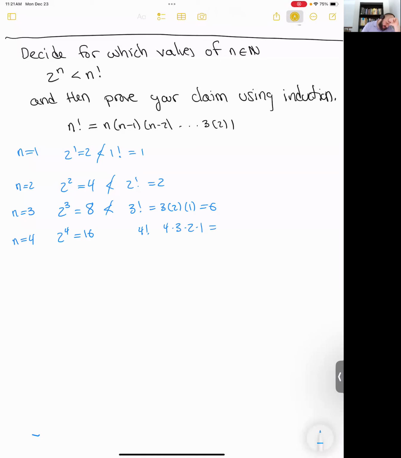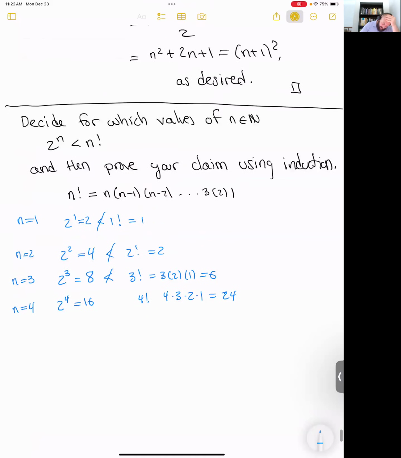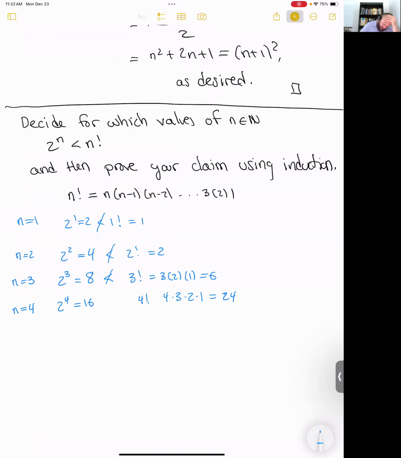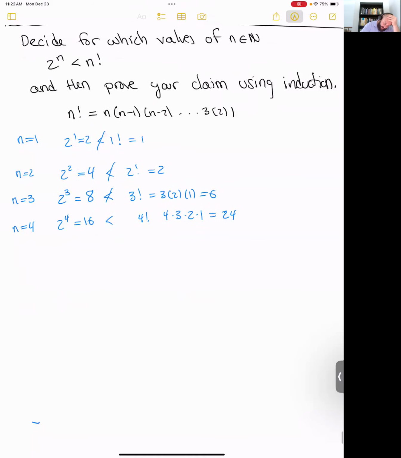And we notice we're still, let's see, no, is that right? So 6, 6, 12, 24. Okay, now we've passed over. So now this is true. So this is true. And let's just go one more to n equals 5. And so at n equals 5, 2 to the 5th is equal to 32.